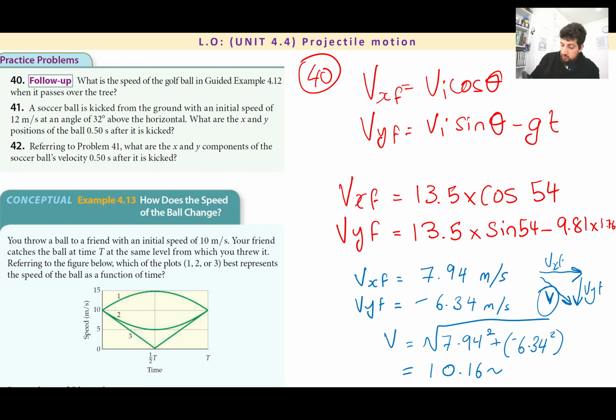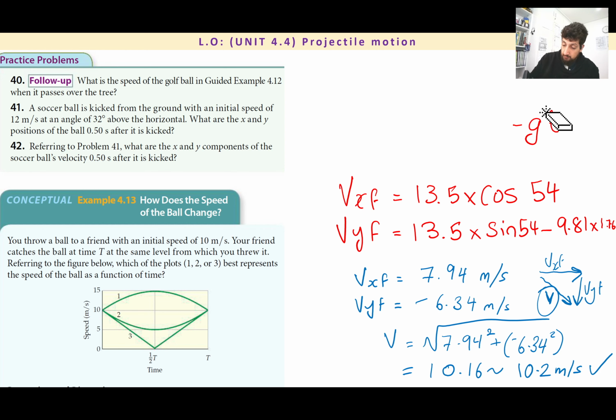10.16, or actually, we're just gonna say 10.2. 10.2 meters per second. Okay, and that's the answer to number 40. So it's 10.2 meters per second. That is the velocity of the ball as it's passing over the tree. Very good. Let's look at question 41.